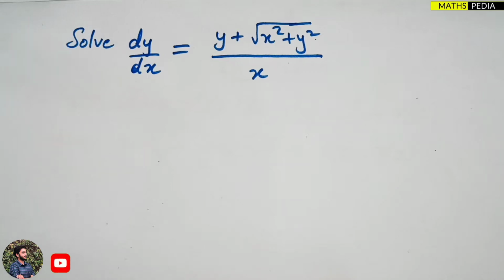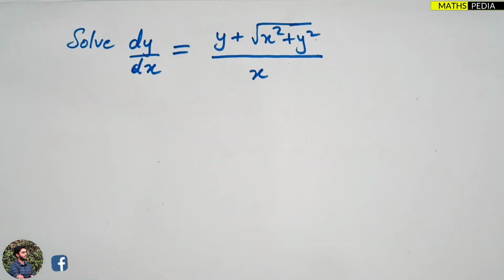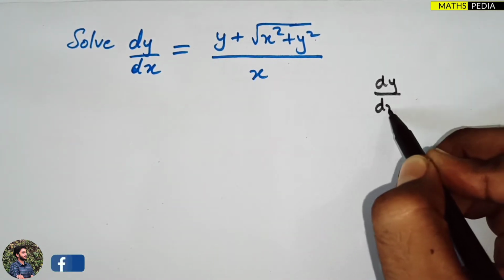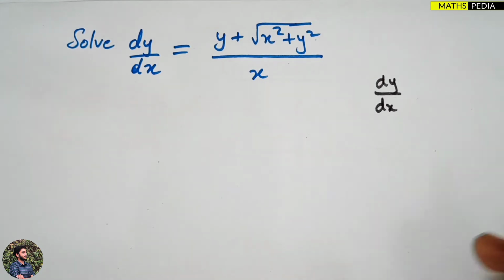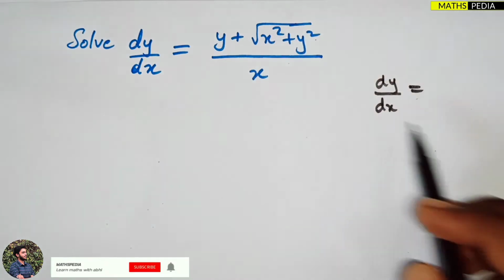In this video, we'll try to understand one problem, how to solve it. This is basically a homogeneous differential equation. Now, whenever we get dy by dx, you need to check whether the RHS part, it can be on the LHS side or the RHS side also, is homogeneous or not. How to check?